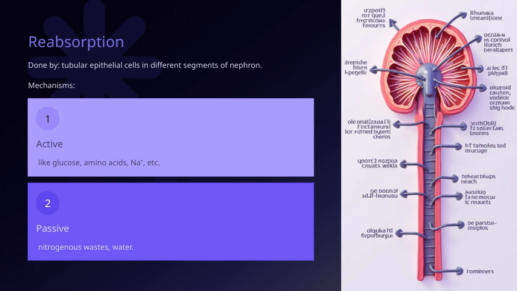Active reabsorption, on the other hand, requires energy. It's carried out by tubular epithelial cells located in various segments of the nephron. These cells use active transport mechanisms to move substances against their concentration gradients. The overall process is called reabsorption, and it's crucial because it allows the kidneys to reclaim valuable molecules and water from the filtrate back into the blood. This ensures our body maintains proper balance and prevents the loss of essential nutrients.